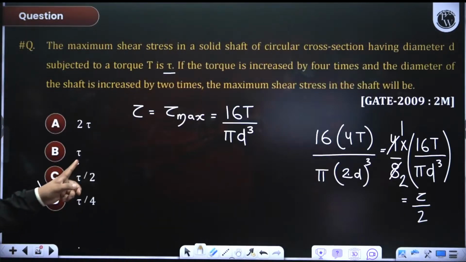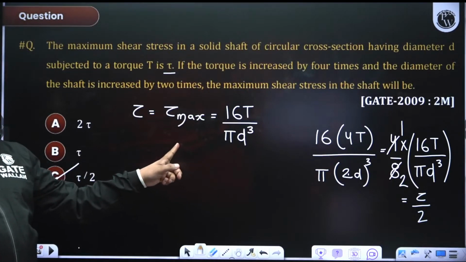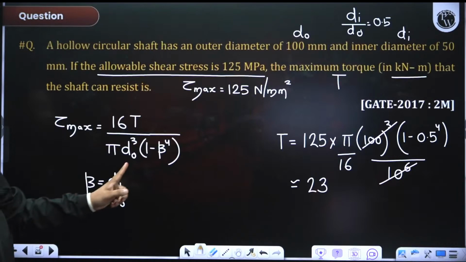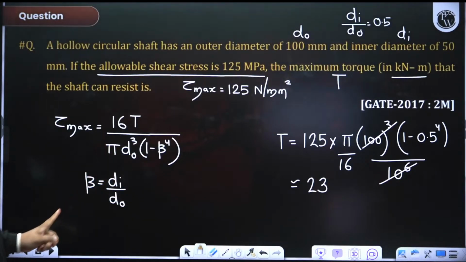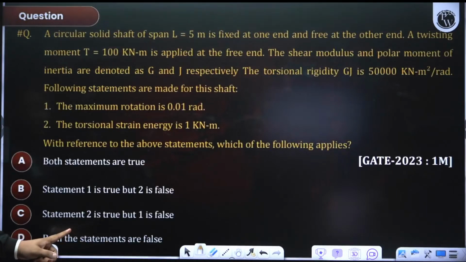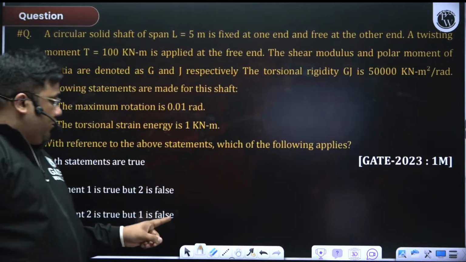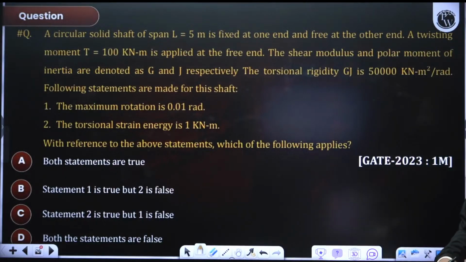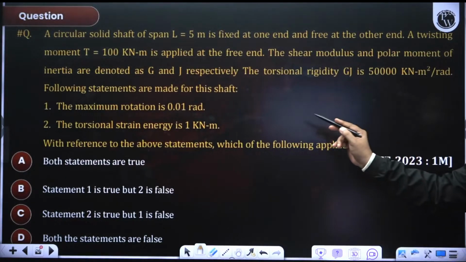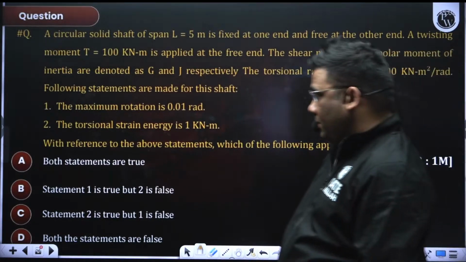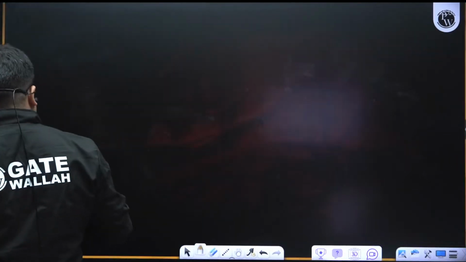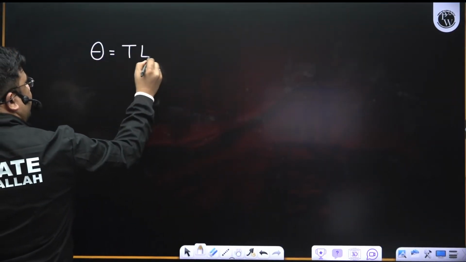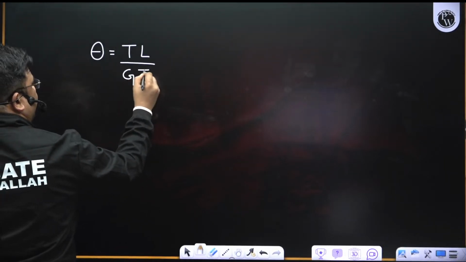Maximum shear stress in solid shaft, they ask you questions. They also ask you questions from hollow. Both you should remember. Now in torsion, they also ask questions from the angle of twist. Yesterday I have told angle of twist and torsional strain energy. So I'll explain here.